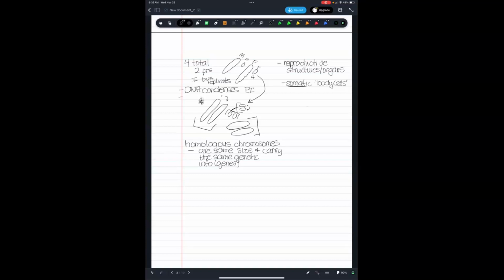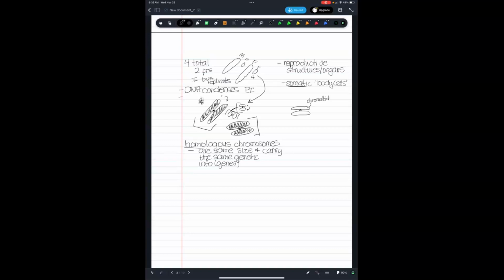So in mitosis, we talked about the sister chromatids. In meiosis, we're going to add a layer, and we're going to talk about homologous chromosomes. So we have the large chromosome and the large chromosome together. Both of these together are homologous chromosomes. The little ones together are homologous chromosomes. Remember that homo means the same.